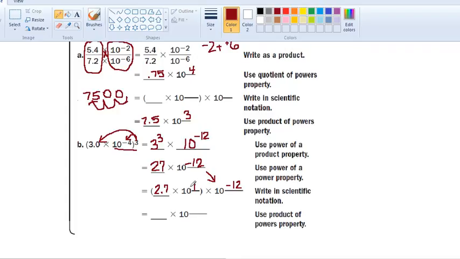So now let's put this stuff together. Let's leave the 2.7 like it is. Remember, with multiplication, you can kind of play around with this in any order you want. We can actually now put these together. We've got the same base 10. Now what's 1 plus negative 12, or 1 minus 12? It's negative 11. So the final answer is 2.7 times 10 to the negative 11.